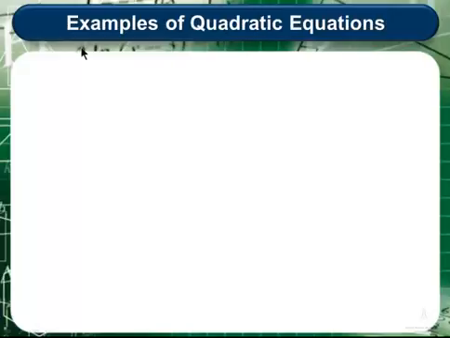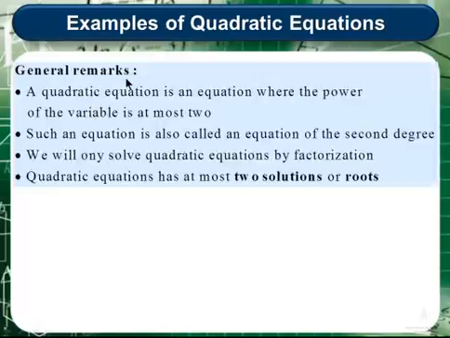Let us start by considering examples of quadratic equations. First, a few general remarks. A quadratic equation is an equation where the power of the variable or the exponent of the variable is at most 2. In other words, we can have constant terms where the exponent of the variable is 0, or we can have linear terms where the exponent is 1, and we can also have a term containing the unknown with the exponent 2. Such an equation is called an equation of the second degree.